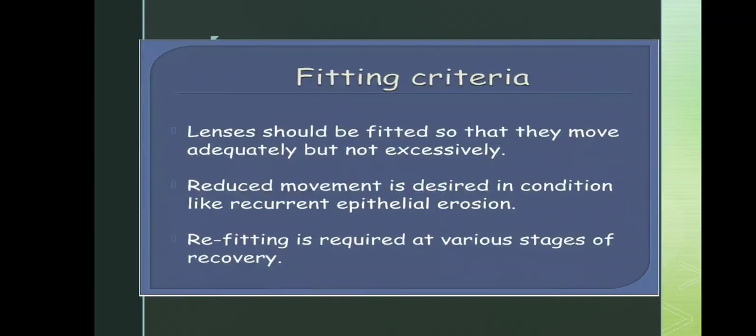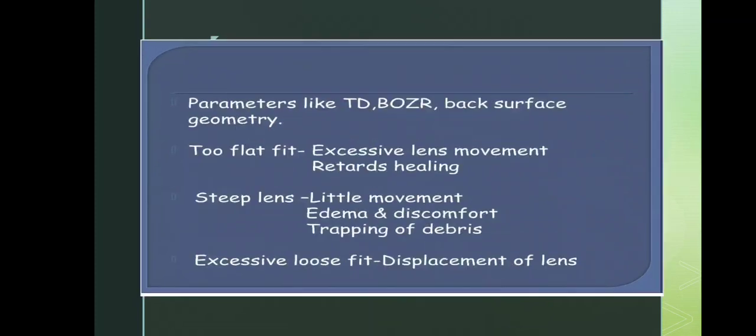The fitting criteria: the lenses should be fitted so that they move adequately but not excessively. Reduced movement is desired in conditions like recurrent epithelial erosions. Refitting is required at various stages of the recovery. The parameters we should consider are TD, BOZR, and the back surface geometry.